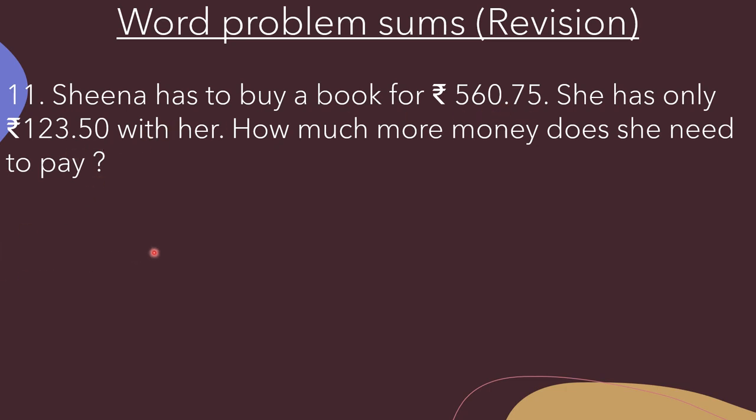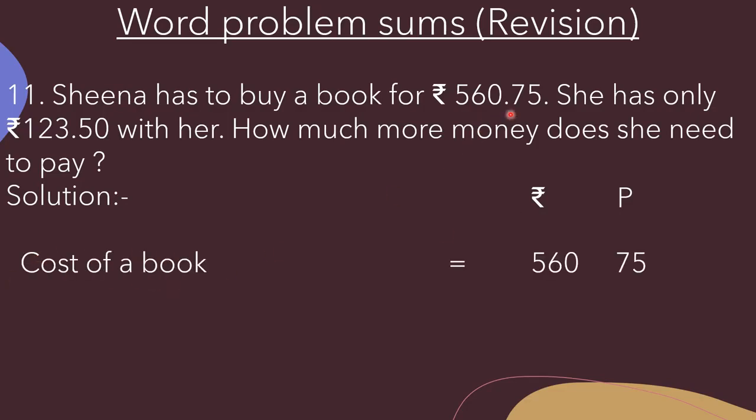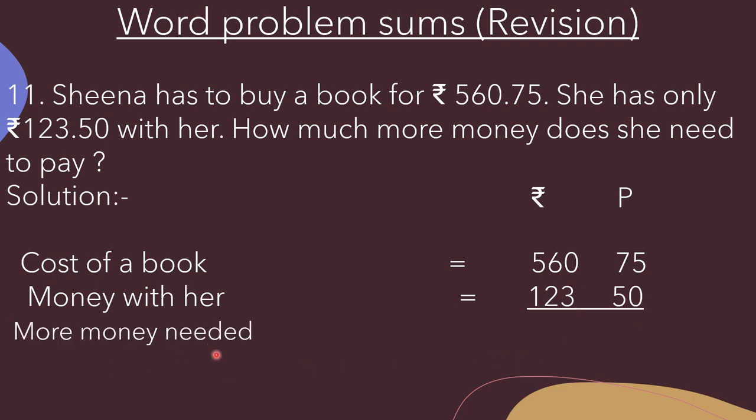Okay. So here we will write the rupees and paise. Now we will write cost of a book, that is equal to 560 rupees 75 paise. Now money with her, that is equal to 123 rupees 50 paise. Now more money needed, that is equal to, we have to find out. So for that we will subtract the given amount.